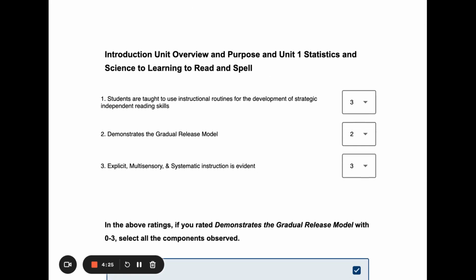The first section includes questions related to practices that support the science of learning to read and spell. For number 1 and 3, we indicated a score of 3. For number 2, we observed that the lesson demonstrated some of the gradual release components.